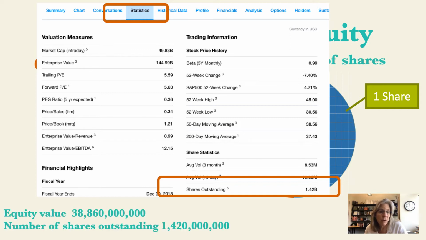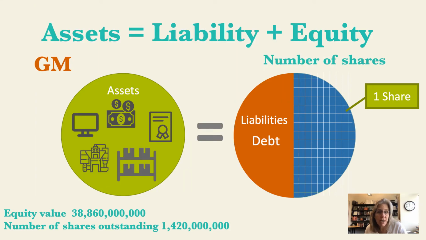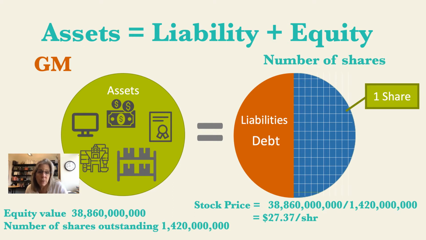So what we have now is the equity value at 38.86 billion, and the number of shares at 1.42 billion. We take that total dollar amount and divide it by the number of shares to get a per share price. When we do that, we get $27.37 per share. That's the value of a particular share of stock, according to the balance sheet: the things that generate income for the company, less the debt that's owed to banks.